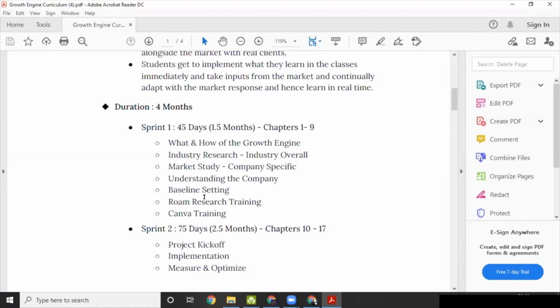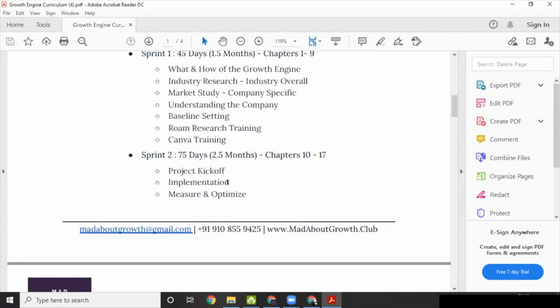So essentially, we'll be looking at the growth engine and then the general overall market scenario, what's happening there. Then we delve deeper into understanding how the company is placing their products. We'll go through their lean canvas, where we speak about the problem, solution, unique selling proposition, and the revenue models. And to follow up with such programs, you do need some kind of structure in place, for which we are using Roam Research. Following that, we have the 75 days of implementation, where we take the learnings from the first 45 days and implement them on the company that we have taken up.